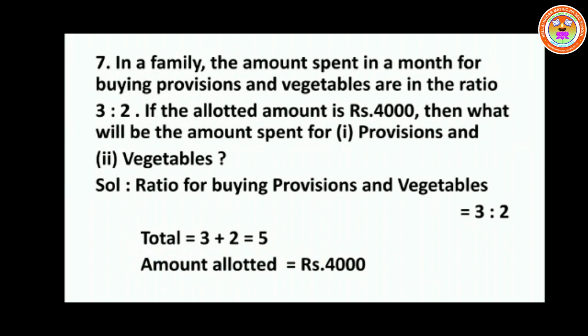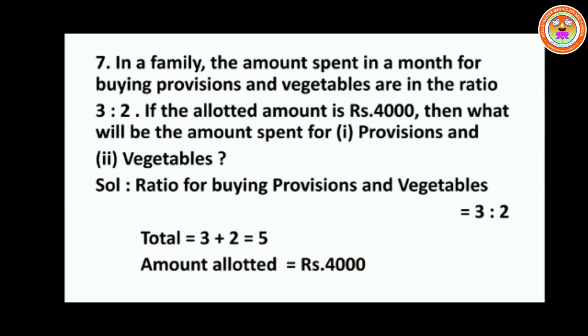I think you understood the question. Have you all understood the question, children? They have allotted 4,000 rupees for provisions and vegetables, and they bought provisions and vegetables in the ratio 3 is to 2. Now what we have to find is how much the family spent for provisions as well as vegetables, that is, the rupees we have to find. Shall we find, children? Yes.